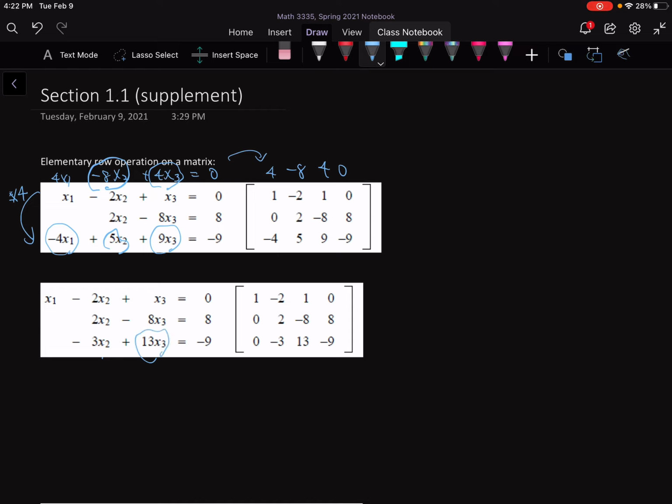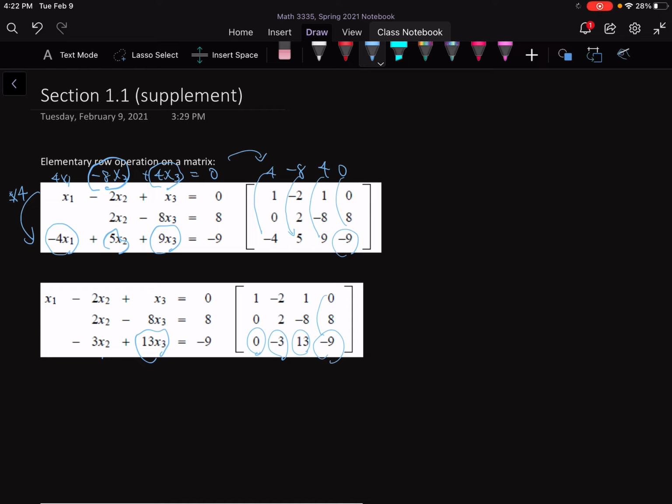Eventually we're going to drop all the variables and just operate on the matrix, which is a little easier. Look at here. 4 plus negative 4, you get 0. Negative 8 plus 5, you get negative 3 right here. 4 plus 9, you get 13. 0 plus negative 5, you get negative 5 back. So what's the next thing to do?